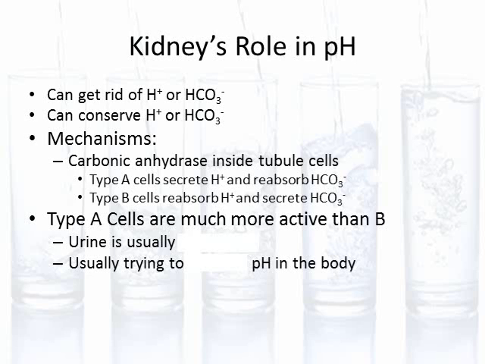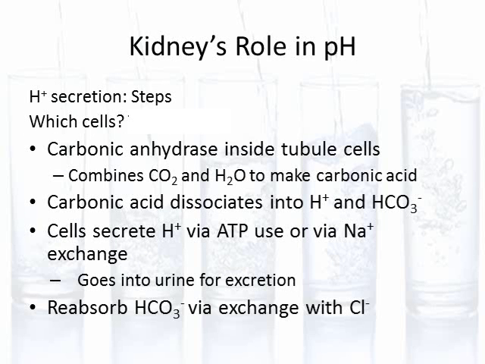So type A cells are much more active because the body is typically going to be making acids from metabolism, okay? And so we're usually trying to increase the pH in the body and fight against the shift of moving it to be more acidic. Okay, so what I want you to do in this slide here is take a look at the steps involved with the way that the type A cells in the kidney tubules deal with too many hydrogen ions and how they help us with acid-base balance, okay? And so the steps are shown right here, okay? And these steps will coincide with the figure on the next page.